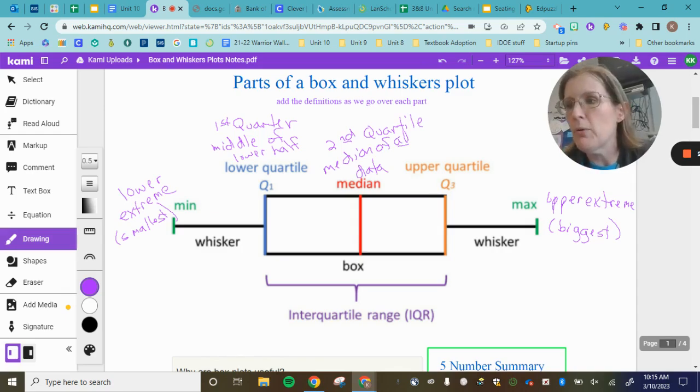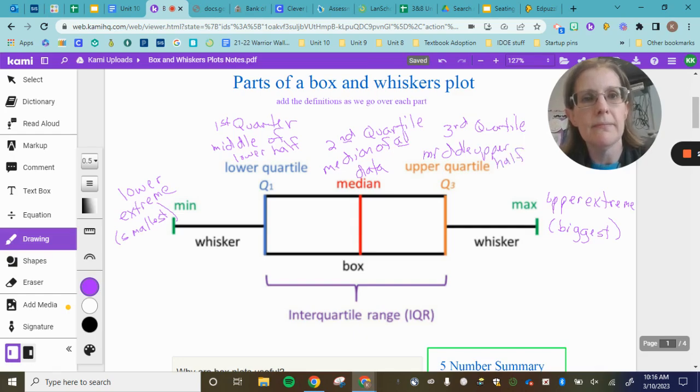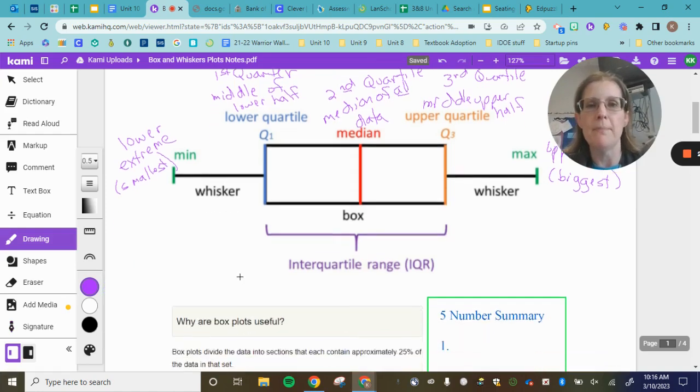And then the upper quartile is the third quartile. You can see that I called it Q3. So this one is the third quartile. And it is the middle of the upper half. So those are the 5 parts of the box and whiskers plot.